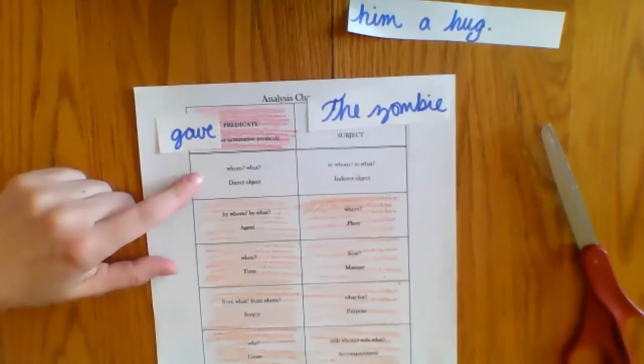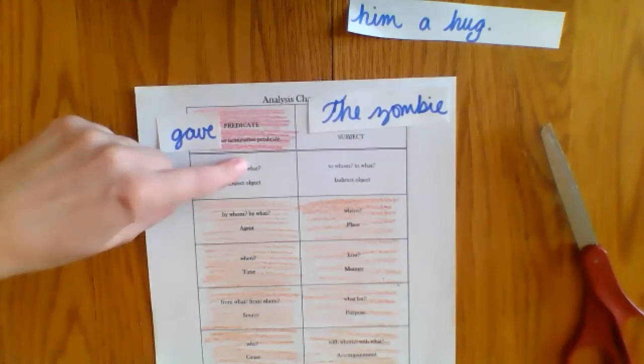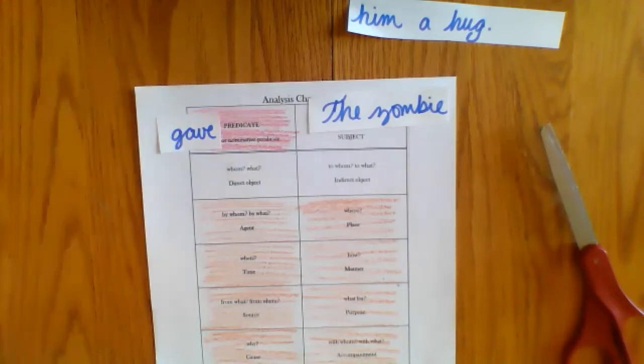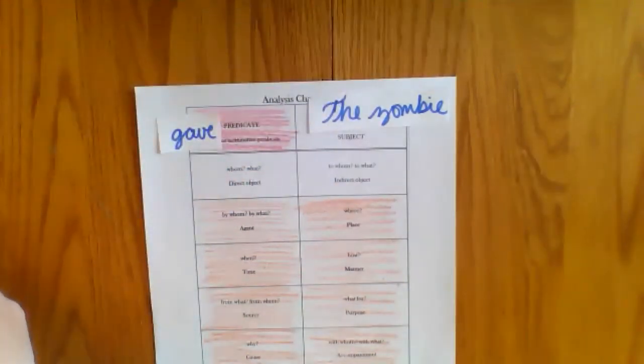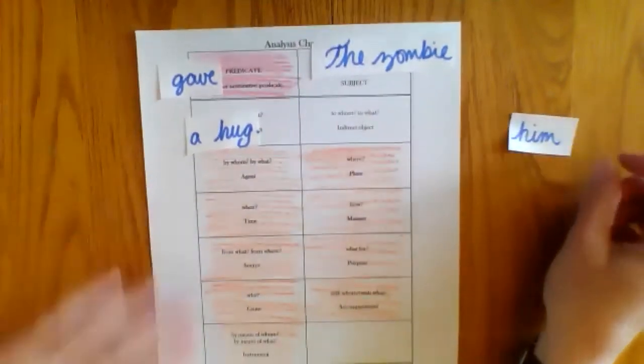Whom or what? The zombie gave what? Him? Gave him a hug. Which is it, him or a hug? What did the zombie give? A hug. The zombie gave a hug. Okay, now we have this left over, him.